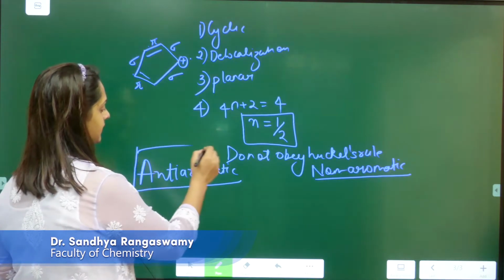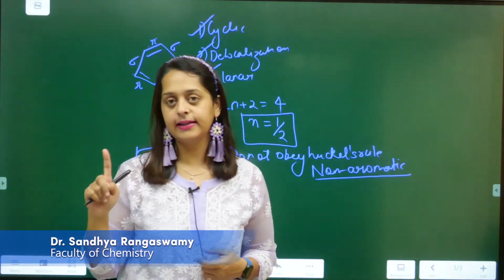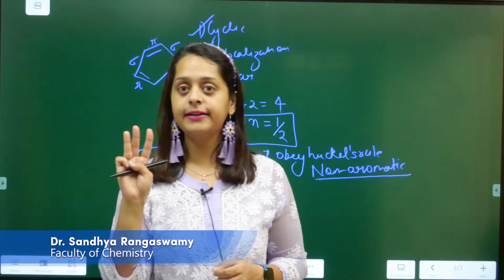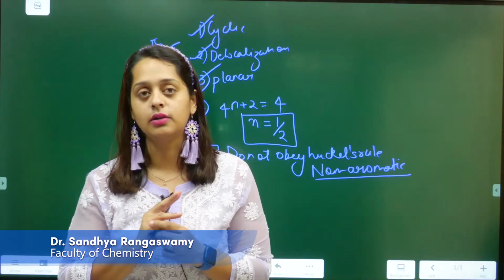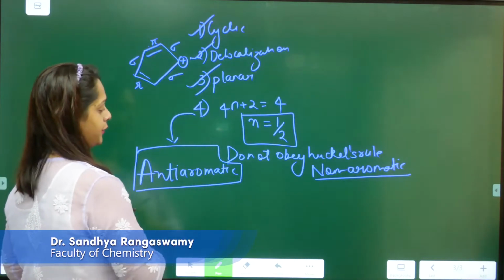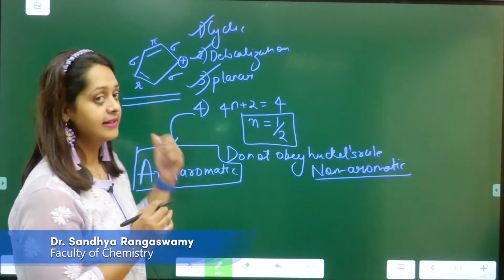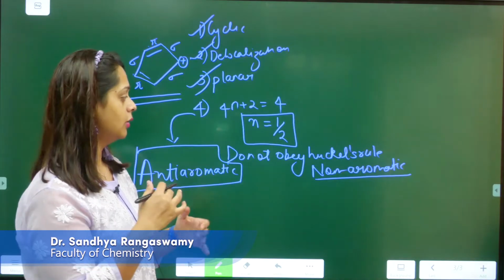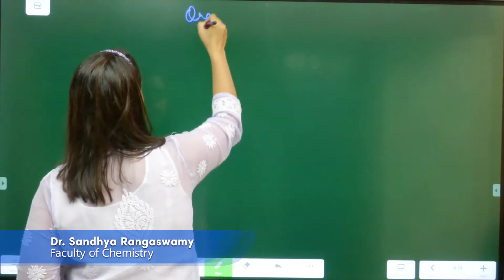In the anti-aromatic condition, the first three conditions are followed. That is, the compound is cyclic, the compound has conjugated pi electrons, as well as planarity. All the first three rules are followed. But when it deviates from Huckel's rule, that is, when Huckel's rule is not followed, the compound becomes anti-aromatic. So this compound, cyclopentadienyl cation, becomes anti-aromatic in nature. Clear?